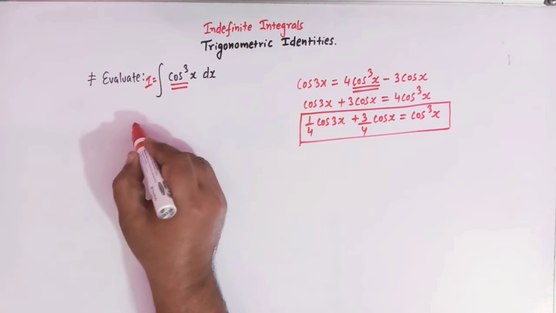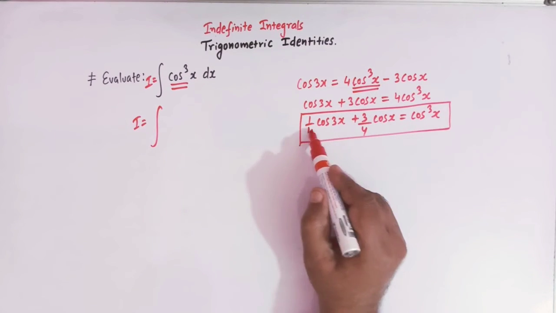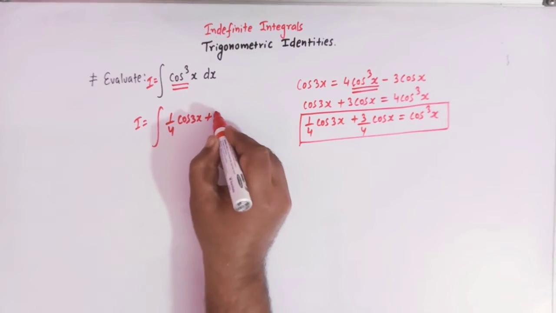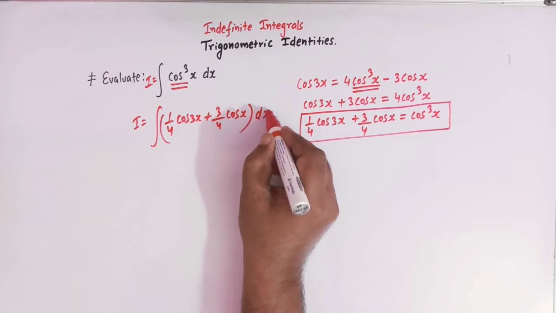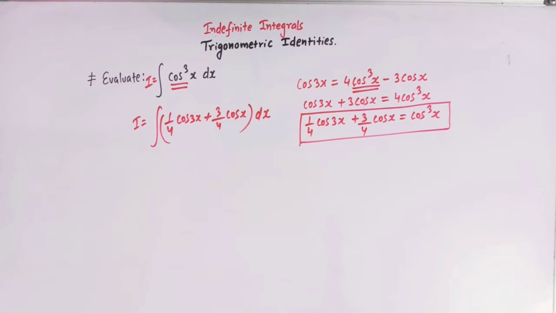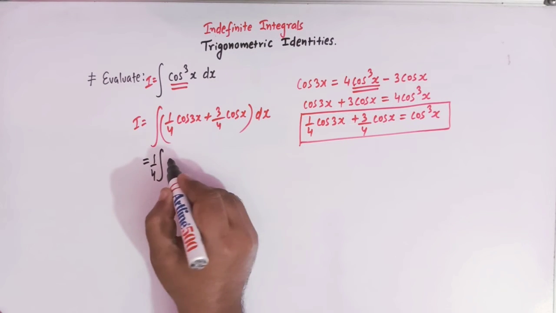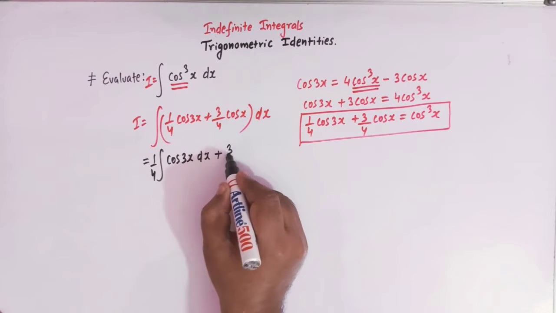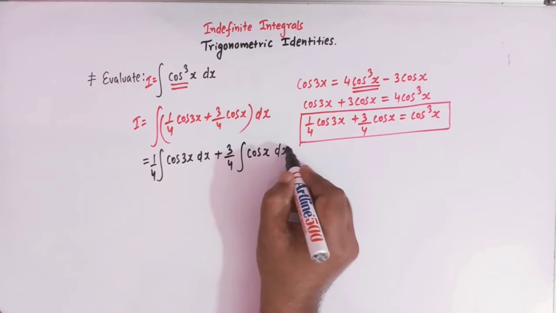So now this integral can be written as the integral, and for cos cube x we can write this expression. So we have 1 over 4 cos 3x plus 3 over 4 cos x dx, right? Okay, so now we have two terms, and we can write this integral as 1 over 4 times the integral of cos of 3x dx, and here we can write 3 by 4, and here we have cos x dx, right?